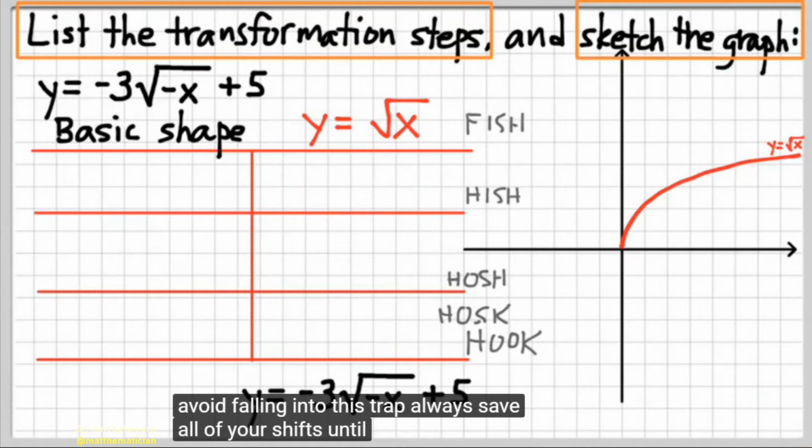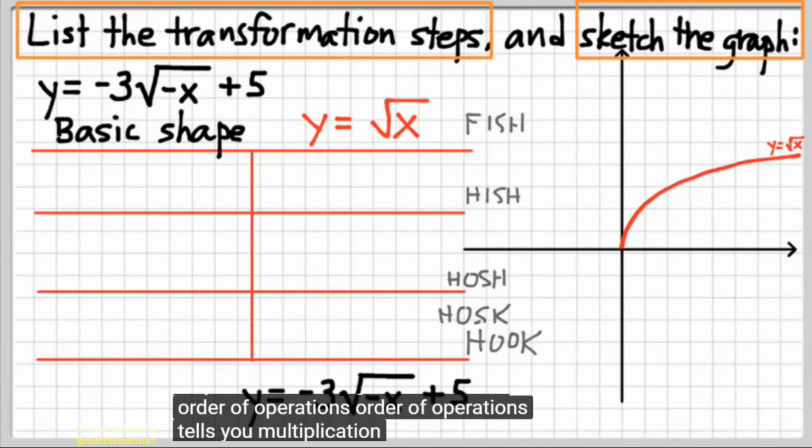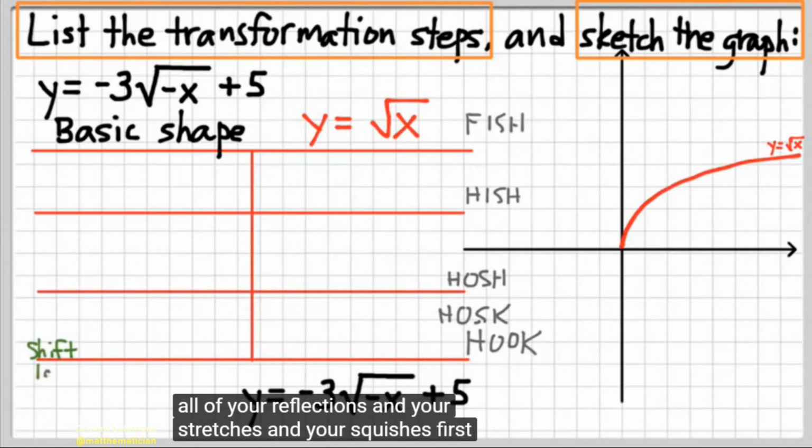Always save all of your shifts until last. Shifting should be the last thing you do. Another way to think of it might be to follow the order of operations. Order of operations tells you multiplication and division always happen first. Addition and subtraction happen last. It's the same thing with transformations of an equation. To avoid falling into the kind of trap that we just fell into, save your shifts, your additions and your subtractions for last. And take care of all of your reflections and your stretches and your squishes first.